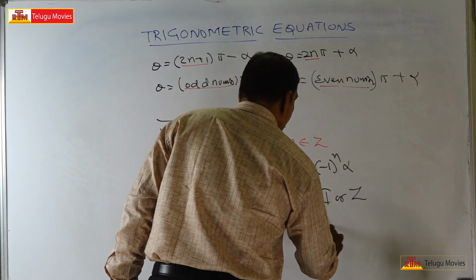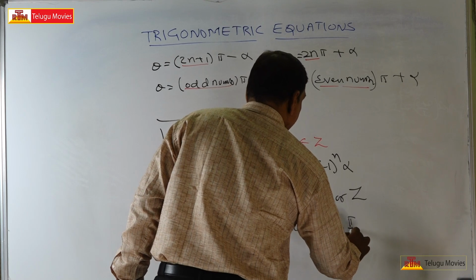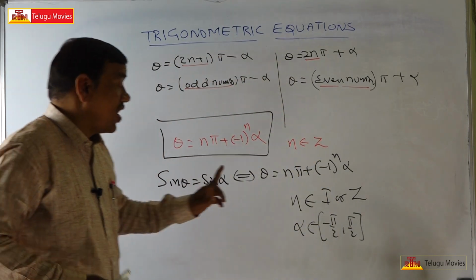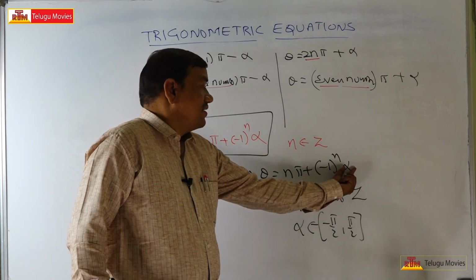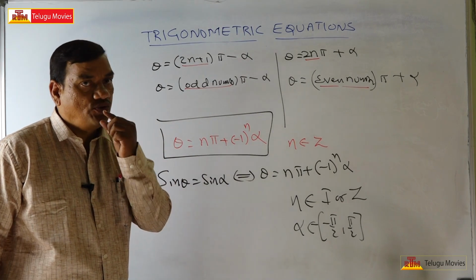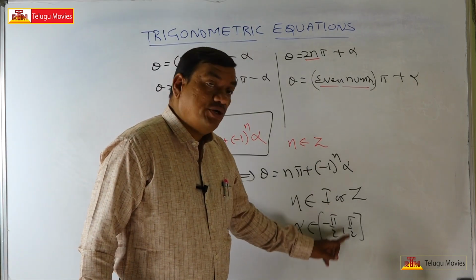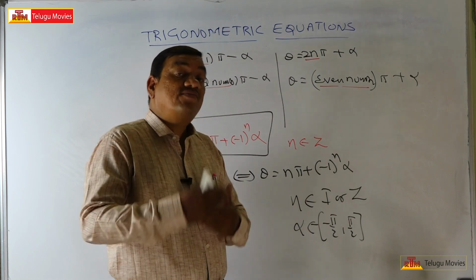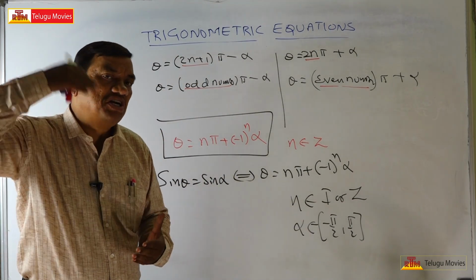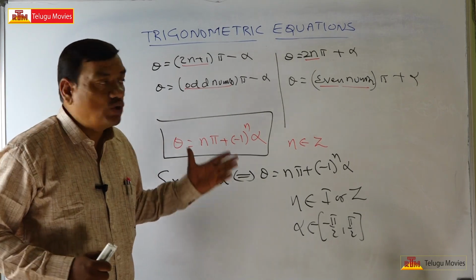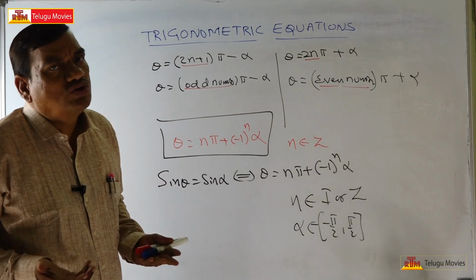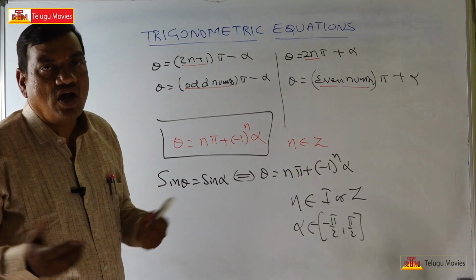Alpha belongs to the principal solution set, that is minus pi by 2 to plus pi by 2. So you have to take the first solution from minus pi by 2 to plus pi by 2. Then from there the remaining solutions will generate an infinite number of solutions. Already we told that every trigonometric equation will have either infinite solutions or no solutions. Sometimes the trigonometric equation will also have no solution.